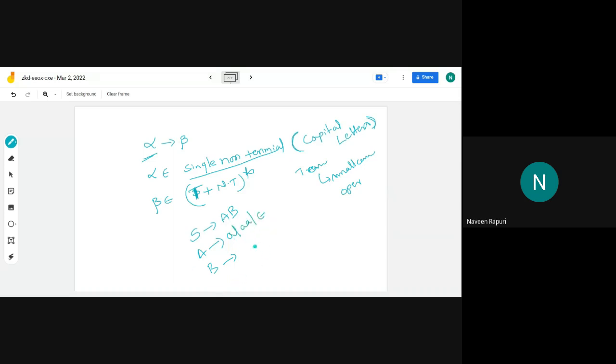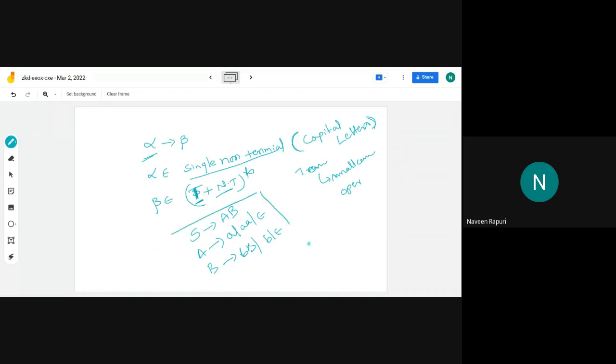And coming to the right hand side of the rule or production, we can also call them rules or productions, in the right hand side of the rule, we may have a combination of terminals and non-terminals. So that is the context-free grammar.